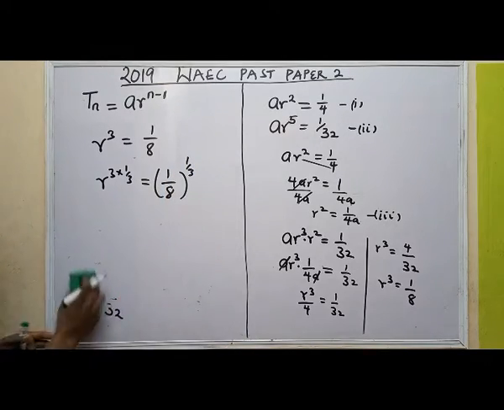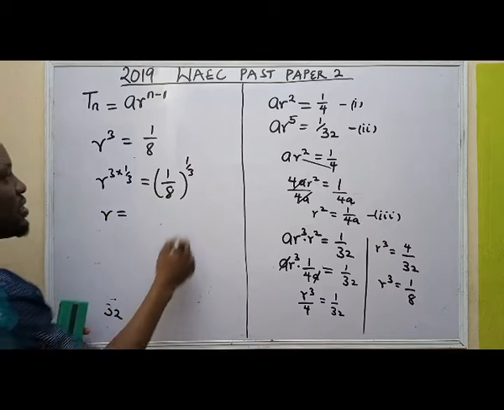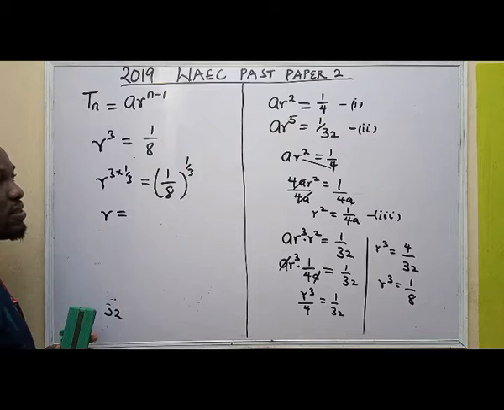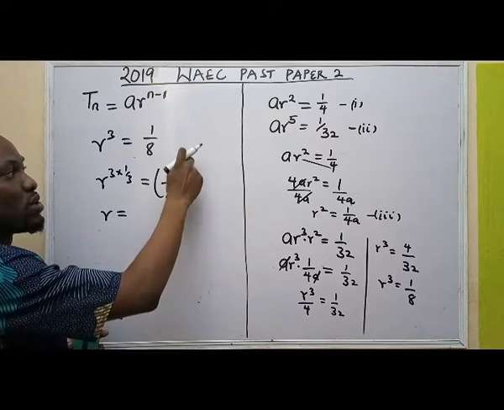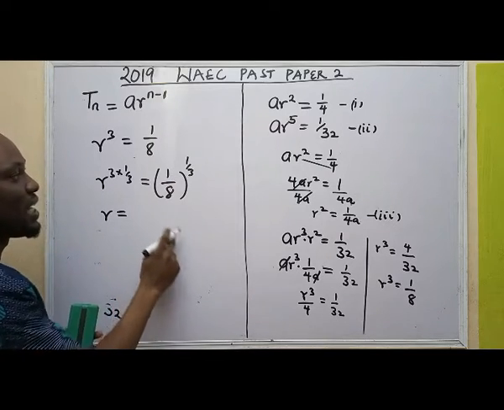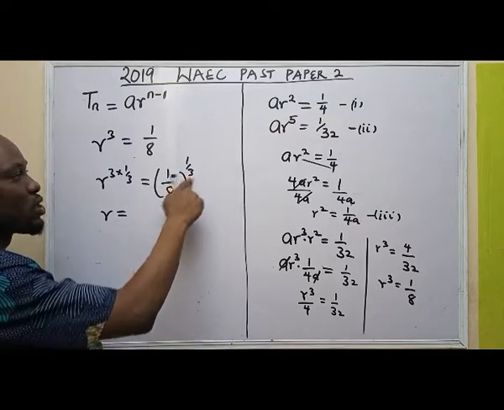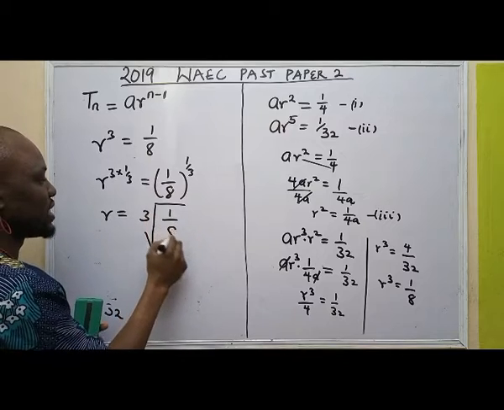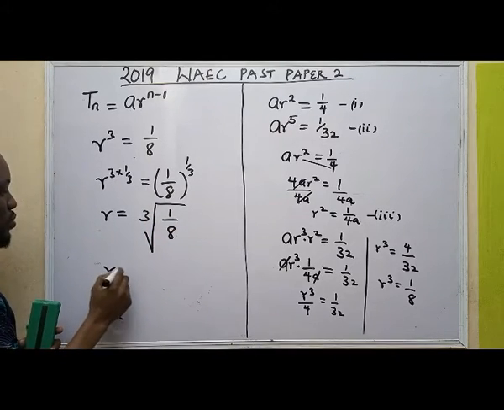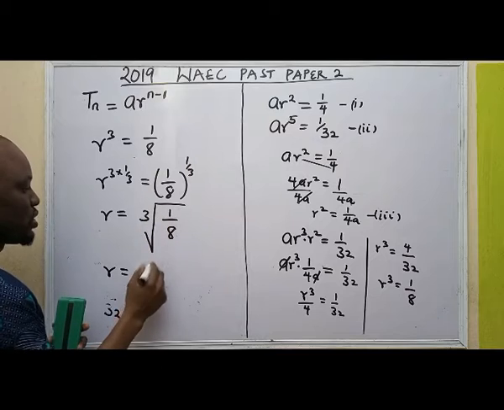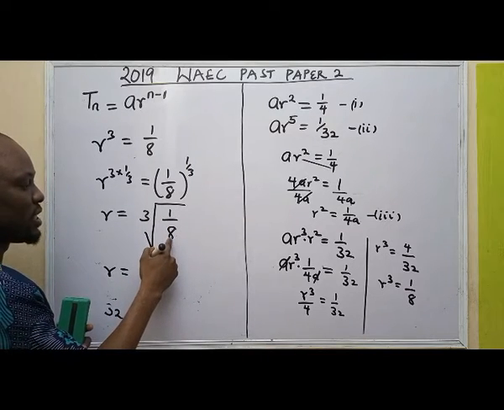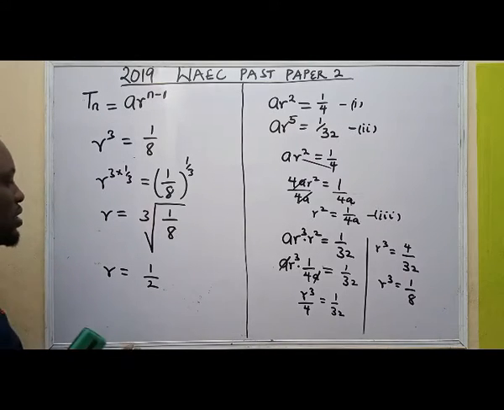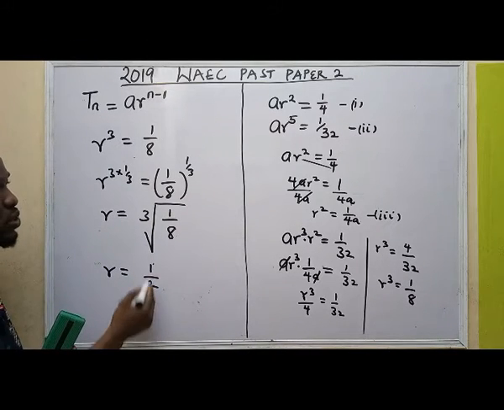Now, if I do that, my r will be, now I have a fractional base and a fractional exponent whose numerator is a 1. From the law, I said that the denominator will become the root of the base, so I have the third root of 1 over 8. Now, r will be the third root of 1, which is 1, over the third root of 8, you can punch a calculator, will give you 2. So my common ratio is 1/2.